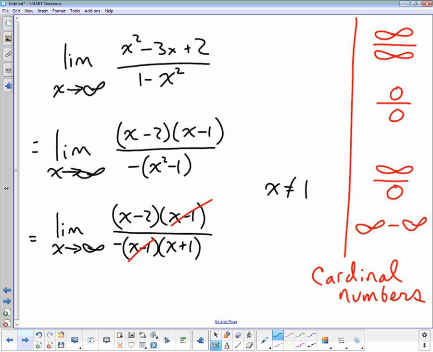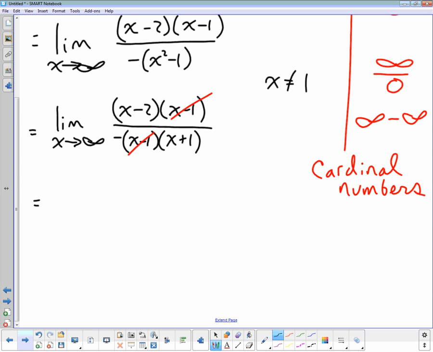But the problem is, again, when I plug in my limit, I'm going to run into my indeterminate form again. If I plug in infinity at this point, I'm still running into infinity over infinity. And I'm not a happy camper. Still no good. So now we have to say to ourselves, is there another tool in my toolbox?